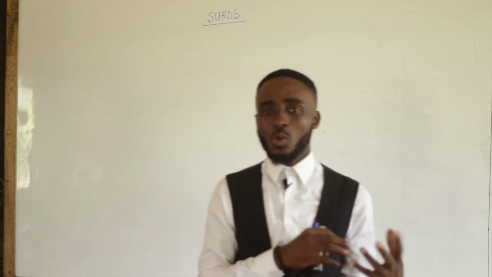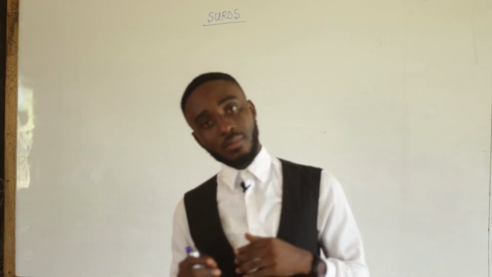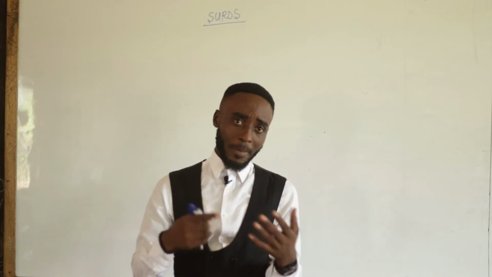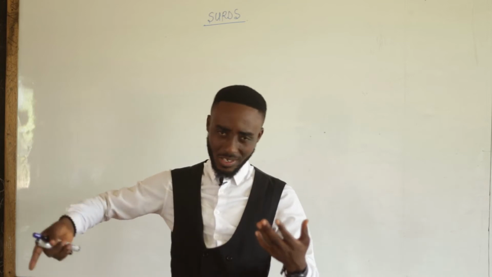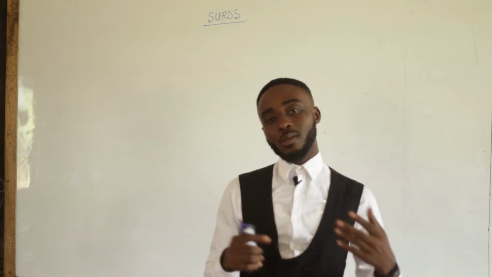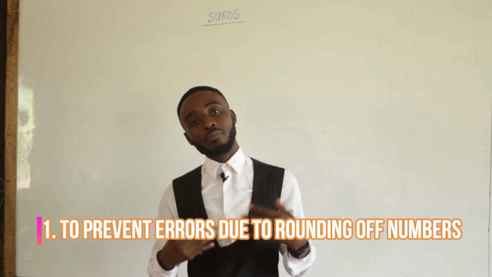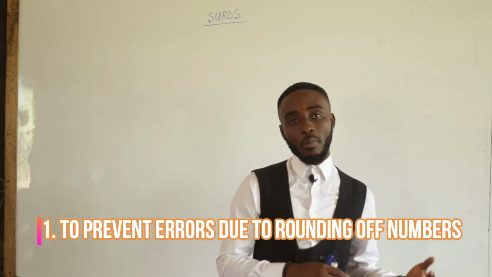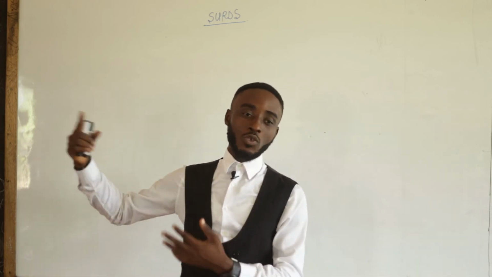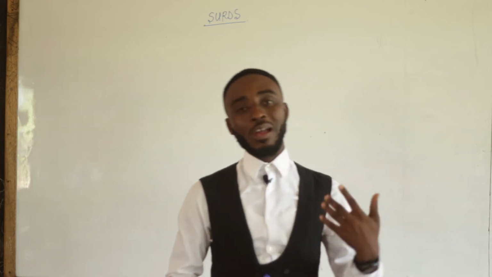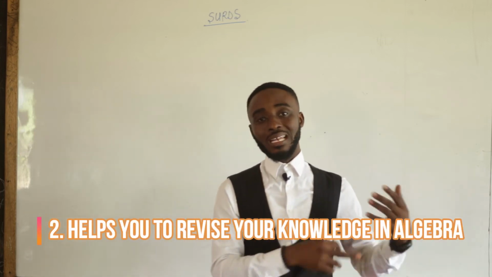So why is it so important to still learn about surds? Because when working with surds, you could just turn the numbers into their various digits, like we have 2 point something, you could just round it off. But why don't we round numbers off, but we leave them in surds? The reason is because it helps to prevent errors. Because when you round off a number very early, it can cause a lot of errors as you solve your questions. And then as you work with surds, it helps you to revise your other knowledge in algebra.